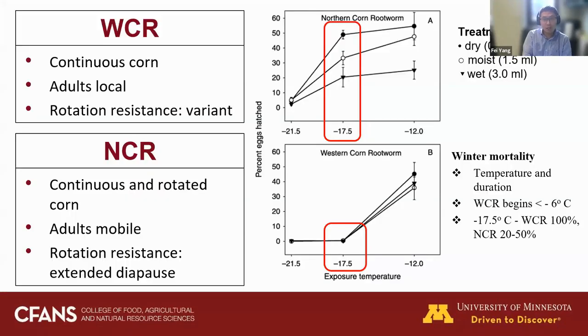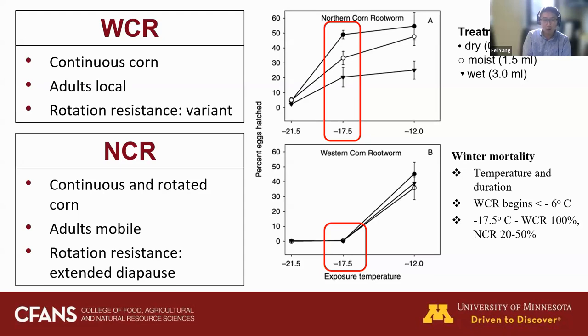So for Western corn rootworm, this is most abundant in continuous corn fields. And the adults of Western corn rootworm are not that mobile. So most of these adults are traveling within the fields or between corn fields. And we have documented rotation resistance for Western corn rootworm, and we call these variants. Normally they lay eggs in the corn fields, but these variants, the adults can lay eggs in non-corn hosts. So that means if you do the rotation next year, the eggs will hatch in your field and it can still damage your corn plants.